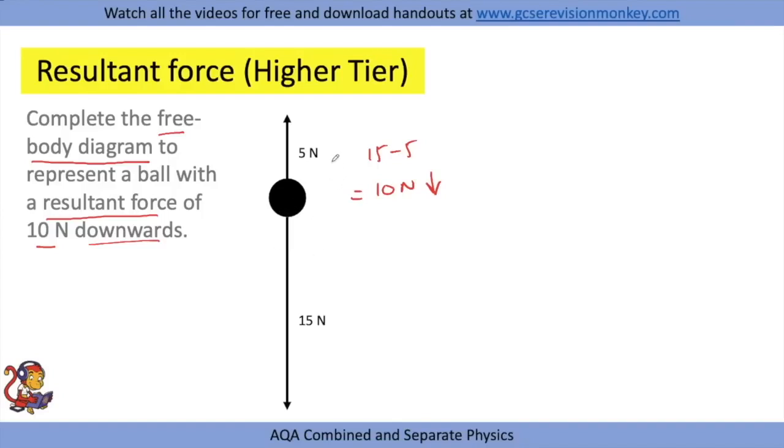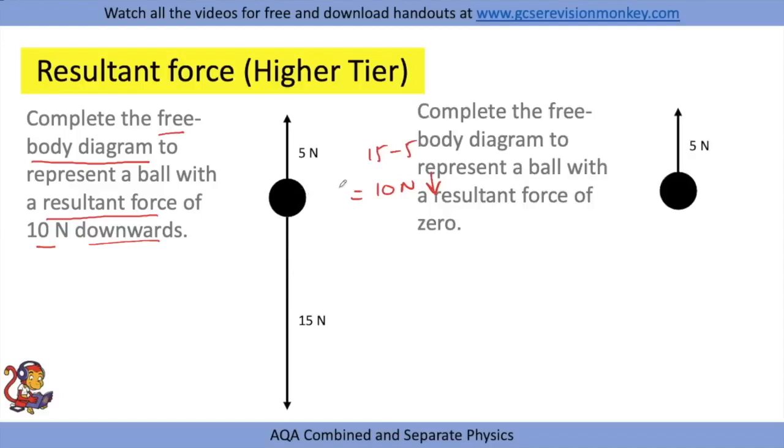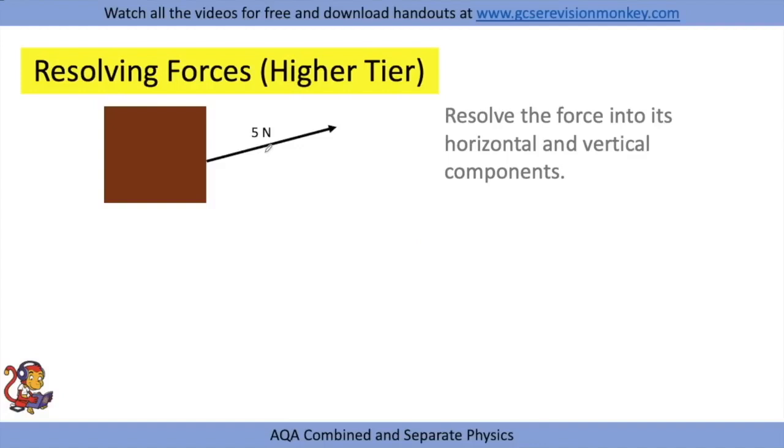And this could well be a scale diagram where you'd have to really accurately draw the arrow in an exam. The second question says complete the free body diagram to represent a ball with a resultant force of 0. So this is just checking your understanding. If there's 5 newtons upwards, to get a resultant force of 0, there must be a 5 newtons force downwards. A little bit more tricky work on forces for higher tier students is resolving forces. This question says resolve the force into its horizontal and vertical component.